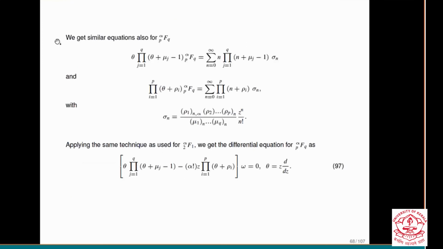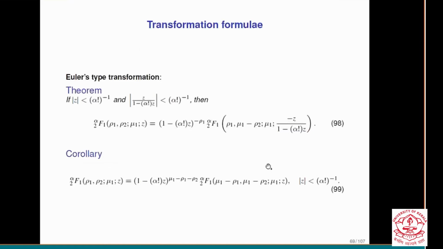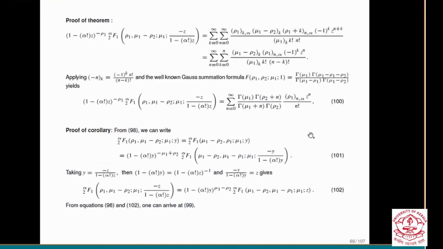Now we get a similar equation for this one, where sigma n is given in this form, and we apply all the techniques. So we can get this differential equation in the form of this alpha. This is your 97. And now the transformation: here we use the Euler type transformation. This is our new hypergeometric function, and so we prove this theorem like this.